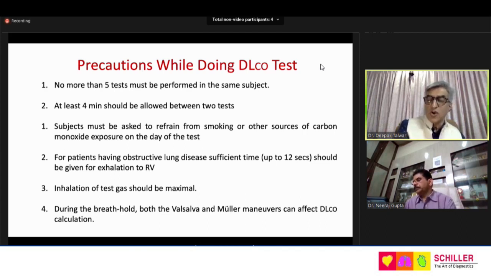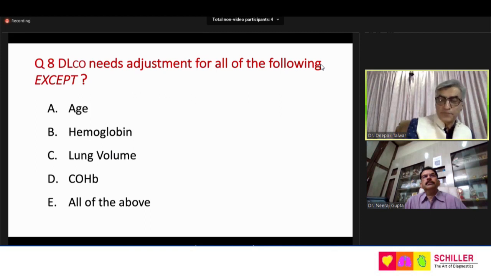Inhalation of the test gas should be maximal. And of course, during the breath hold, we don't want any very forced maneuvers, trying to breath hold at that point of time. So it should be a quiet procedure at that point.